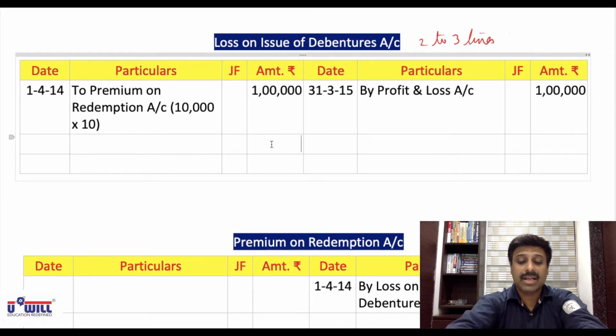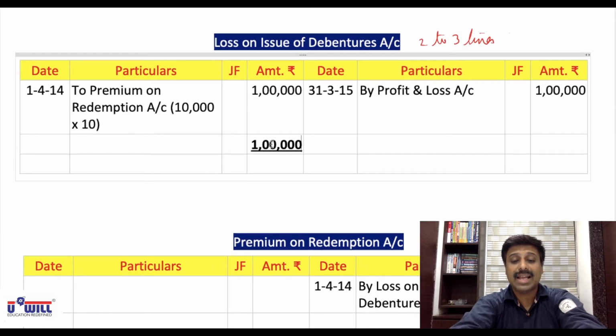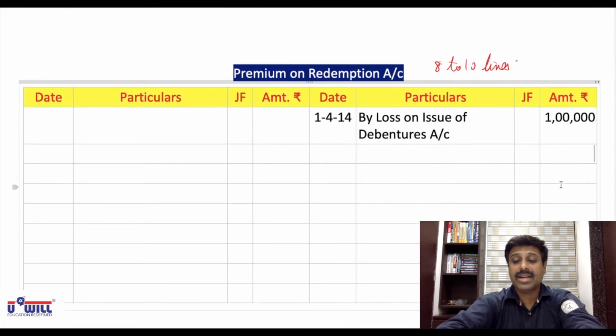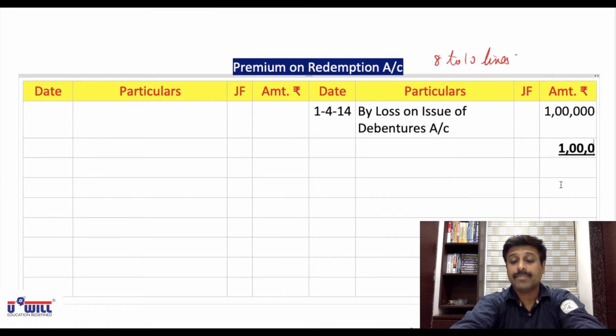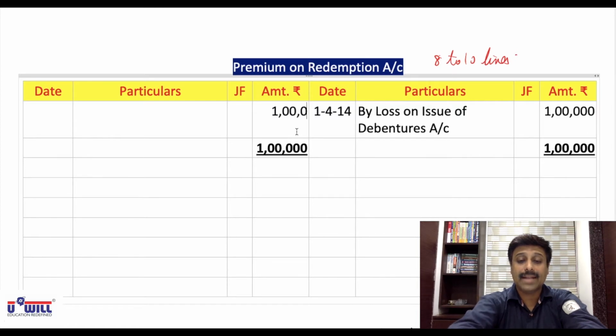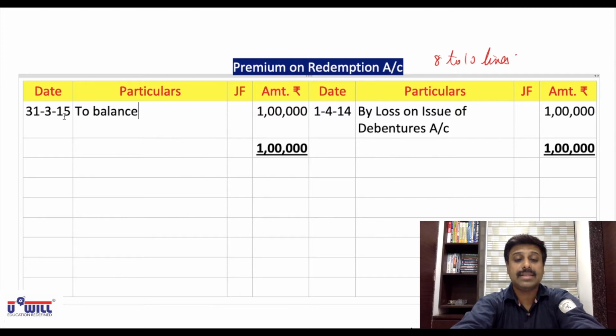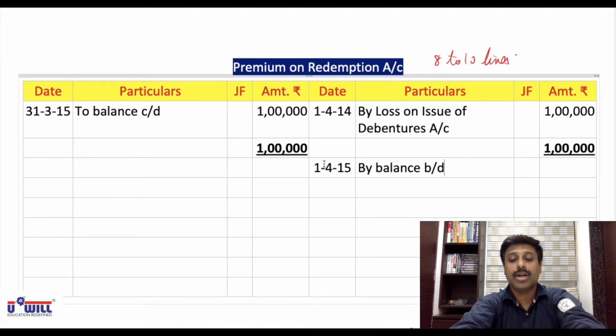Loss on issue will become squared up account. Both the sides 1 lakh, it gets closed. We have written it off from profit and loss account. Premium on redemption will have balance of 1 lakh. So 1 lakh on both the sides, and balance will also be 1 lakh. So 31/3/15 to balance carried down, and opposite side 1/4/15 by balance brought down.